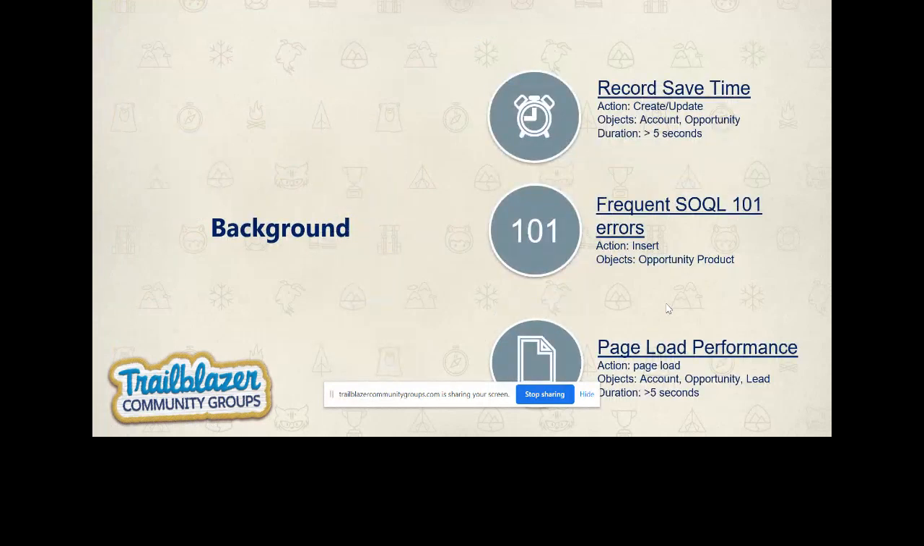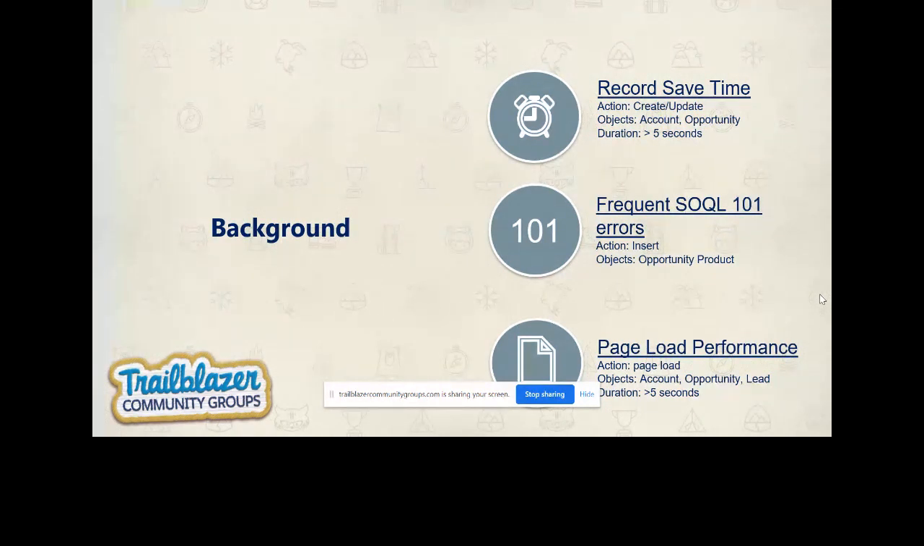Recently I was assigned to do some performance improvement for one of our client orgs. They were facing multiple performance issues. The record save time for some objects like account and opportunity was very high, taking more than 5 seconds to save some records. They also started to see frequent so-called 101 issues, especially when trying to add opportunity products. The page load performance was also slow on objects like opportunity, account, and lead.